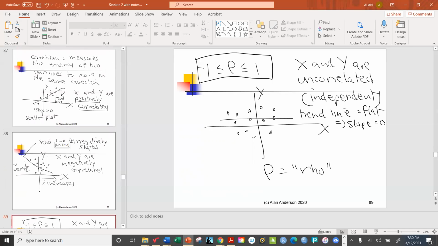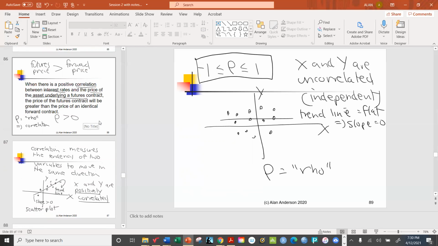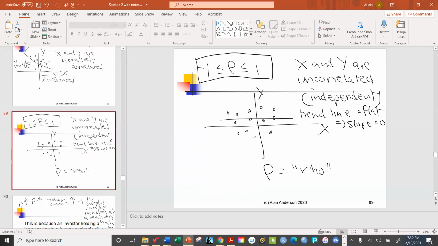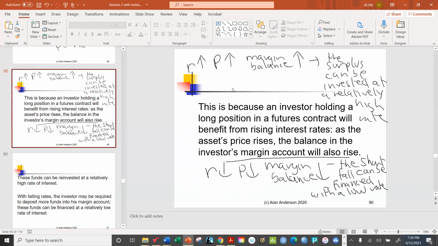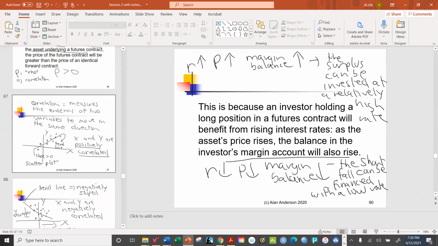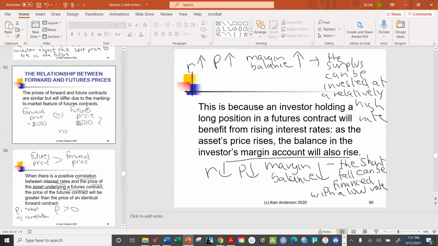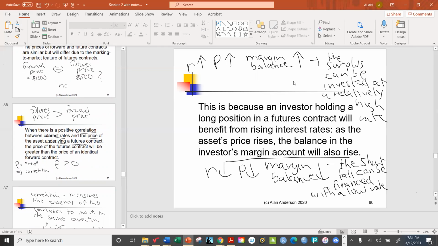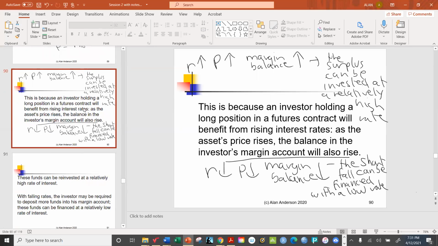Now, what does the correlation have to do with anything? Well, let's see how that works. Why is this happening? Suppose there's a positive correlation between the interest rate and the price of this underlying asset, whatever it is. That means that when we have a surplus in our margin balance, we can reinvest that money at a relatively high rate of interest. But if the opposite happens, when the price drops, the margin balance drops at a time when rates are low, so we can finance that margin account with a low rate of interest by borrowing money. So both of these work in our favor as the investor. And so this means that the futures contract is actually advantageous relative to the forward contract.